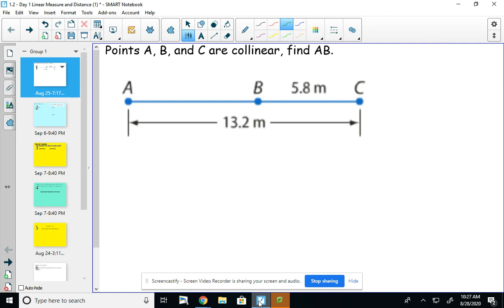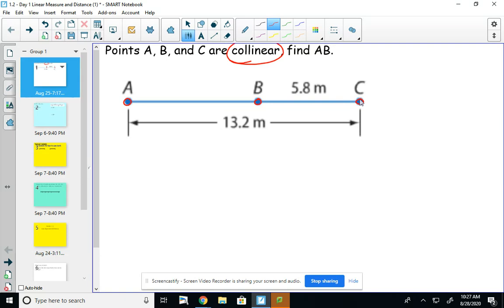So our big vocab word for today is collinear. We already know that word. Collinear means on the same line. In this example, points A, B, and C are collinear. So A, B, and C are on the same line. We have a diagram already for us, but we might not always have that. Later on in this lesson, we may have to draw our own picture.